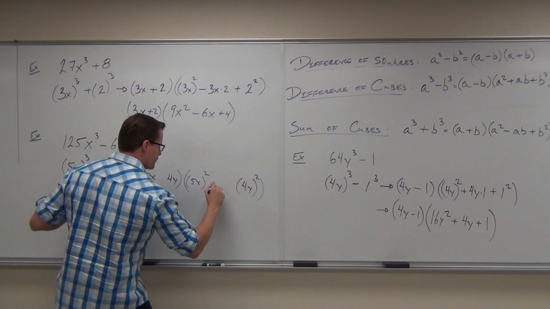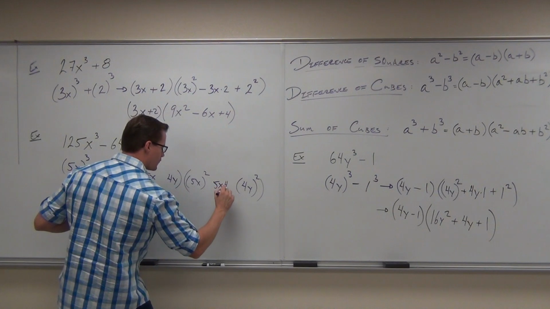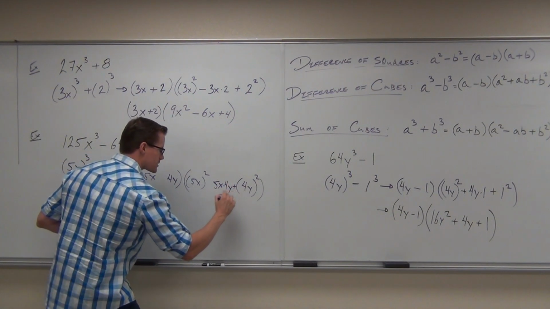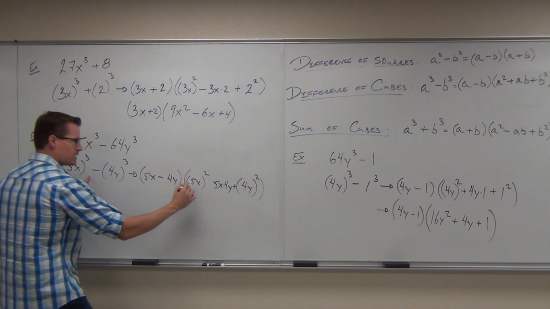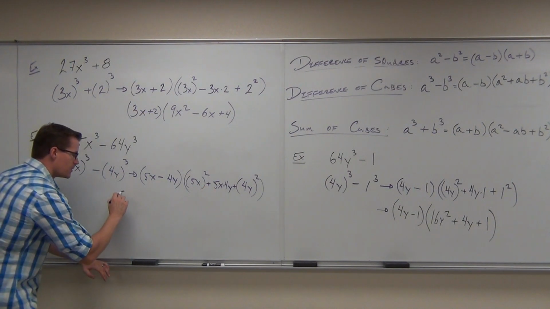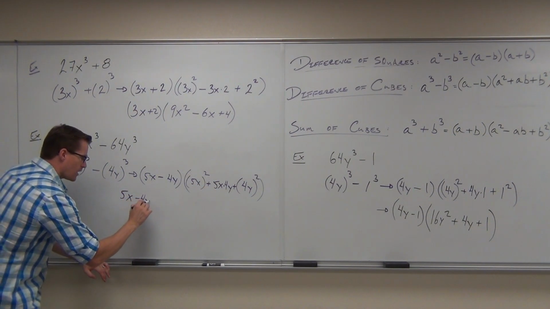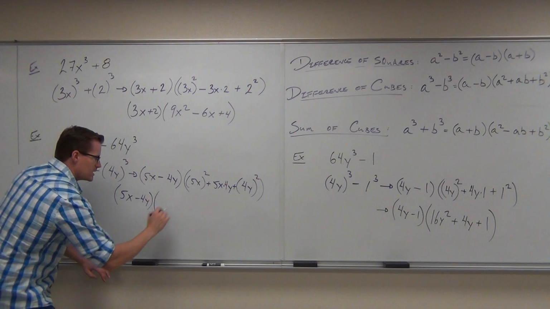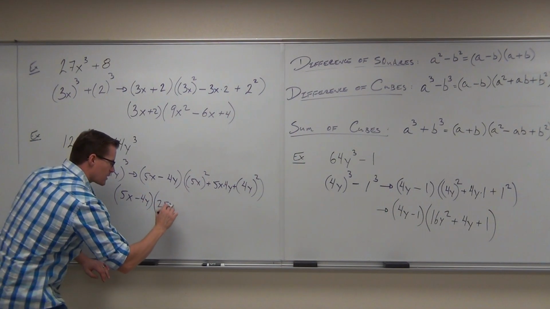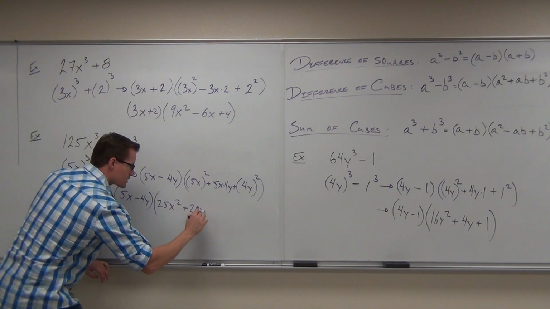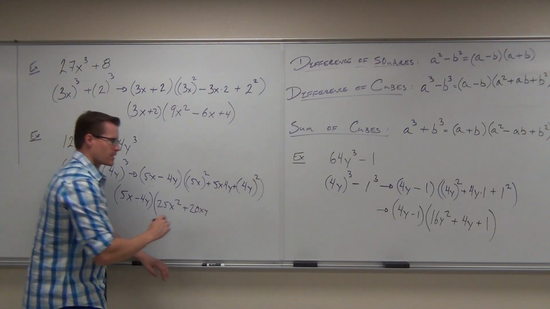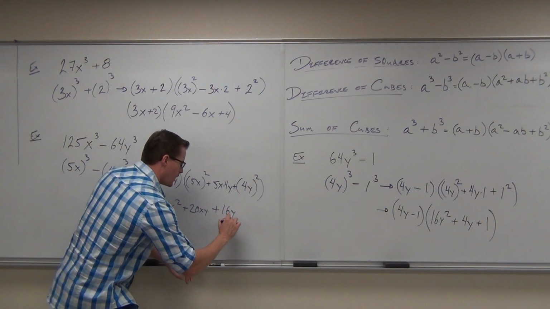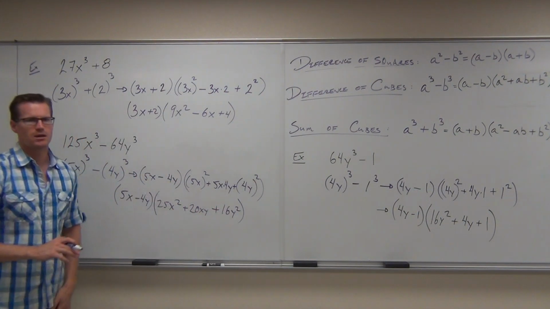In the middle, we'd have 5x and we have 4y. This is always a plus. This is the same sign. This is different signs. And if we clean it up, 5x minus 4y, that's done. Here we get 25x squared plus 20xy. You see where the 20xy is coming from? Yeah. Plus 16y squared, and that's completely factored.